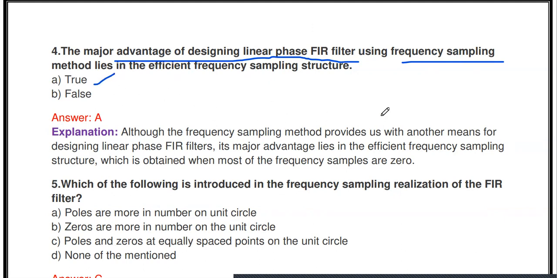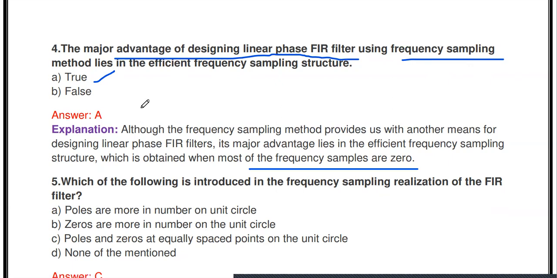In which situation do we use this frequency sampling method? Where most of the frequency samples are zero, at that time we may use this frequency sampling method. That is an efficient way of designing the linear phase FIR filter. So that is the thing.